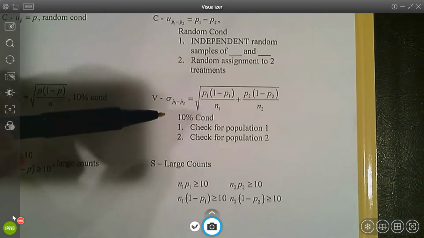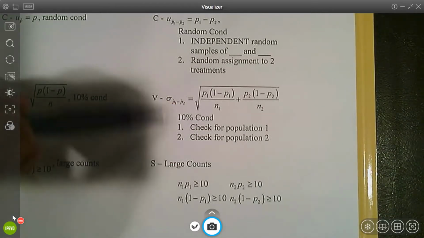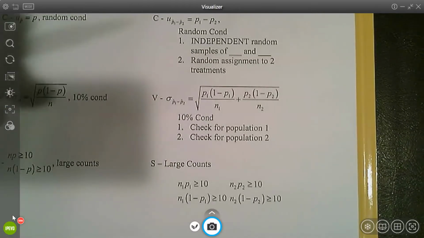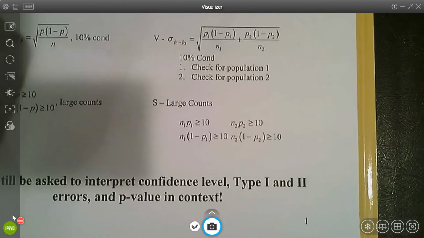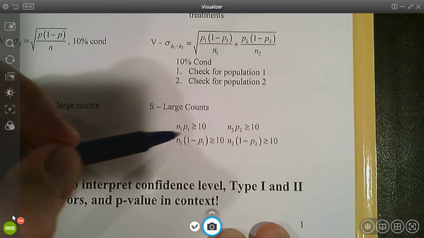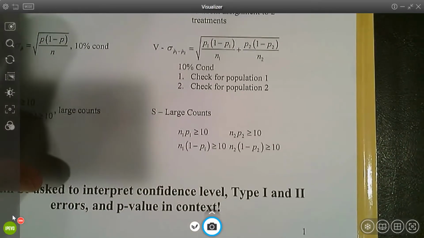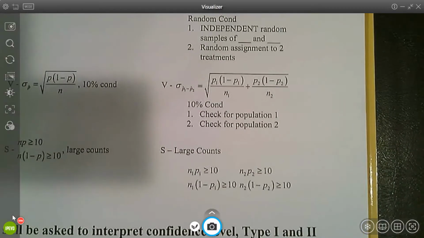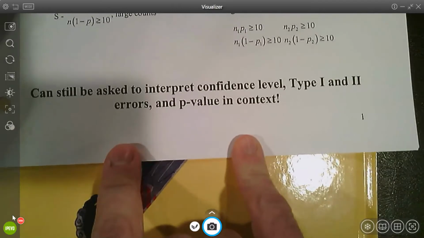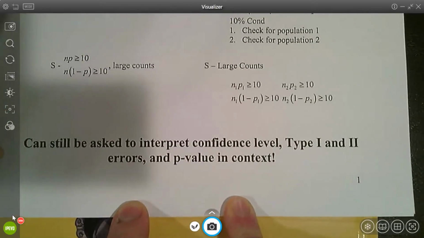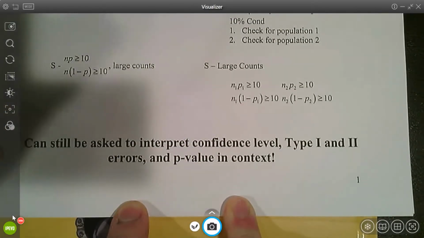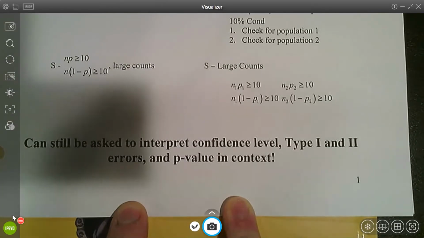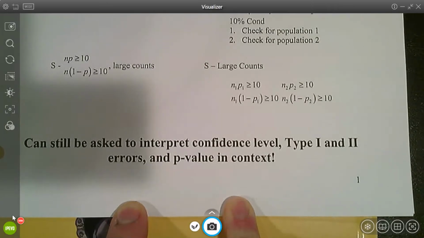However, if you have an experiment, you do not need to check the 10% condition because there's not sampling without replacement. Large counts condition, you're going to have to check for both samples. So sample 1, sample 2, you have to have at least 10 successes and failures in each. Remember, don't use symbols. That's the advice that we're following. Now, this last part, it's not specifically in this lesson, but you can be asked to interpret confidence level, type 1 and type 2 errors, power, p-value, and context. All of that is fair game throughout these next few sections, and definitely Unit 8 and Unit 9.